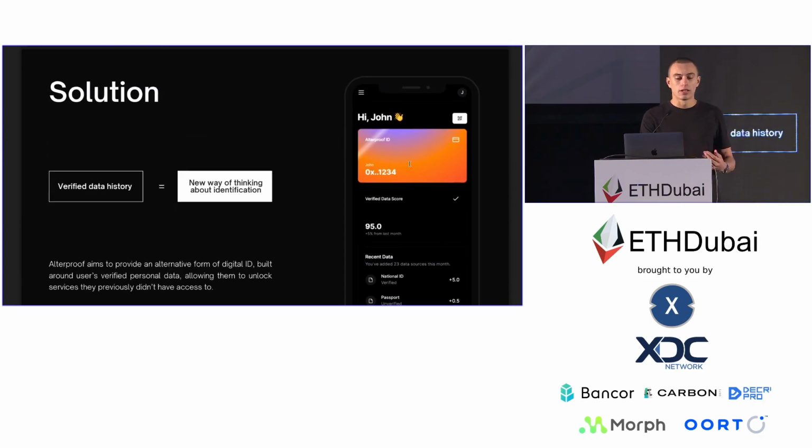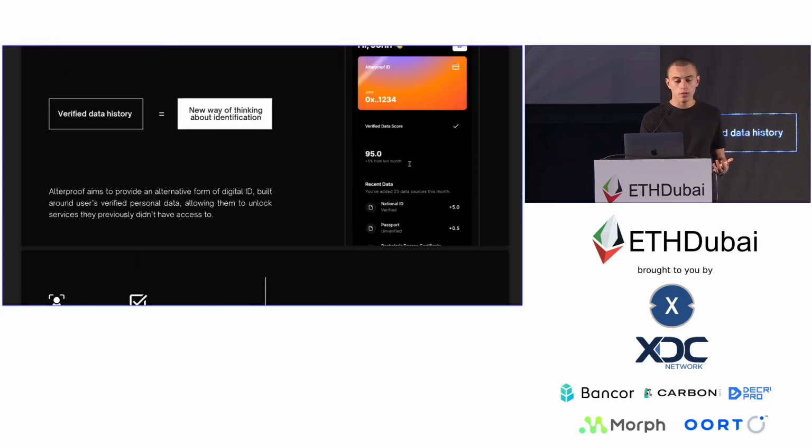And that's why we started thinking of identification, in the normal Web 2 world, in a bit of a different context: in the context of building your verified data history, putting it all together, and using this as your form of identification. And that's ultimately what Alterproof provides. It's an alternative form of digital identity and a verification provider, built around the user's personal database, and that allows them to unlock services they previously didn't have access to.